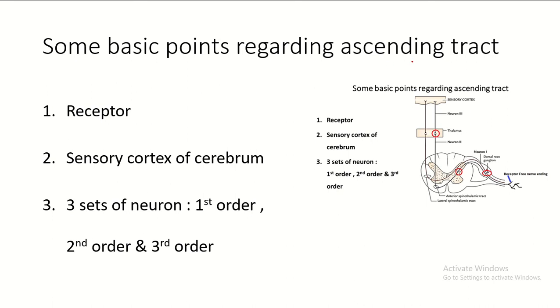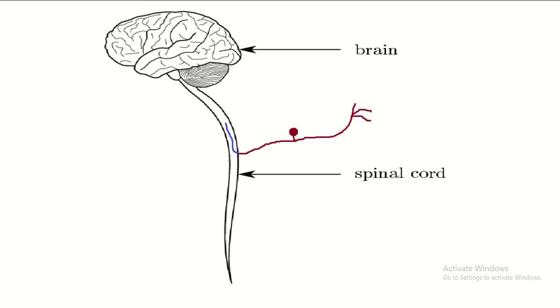Some basic points regarding ascending tracts. The sensory information is received by the receptor and ultimately reaches the sensory cortex via three sets of neurons: the first order neuron, second order neuron and third order neuron. These basic points are common for all ascending tracts.